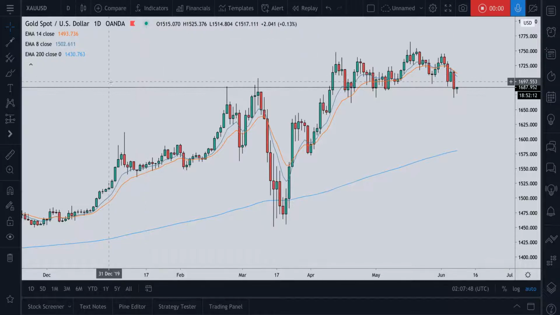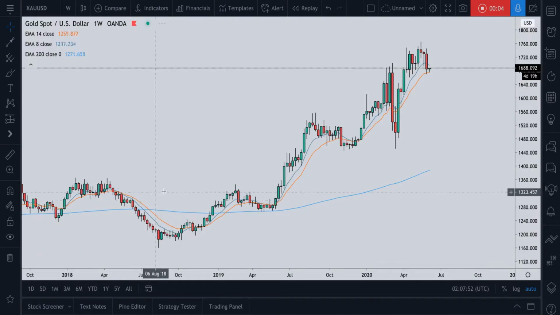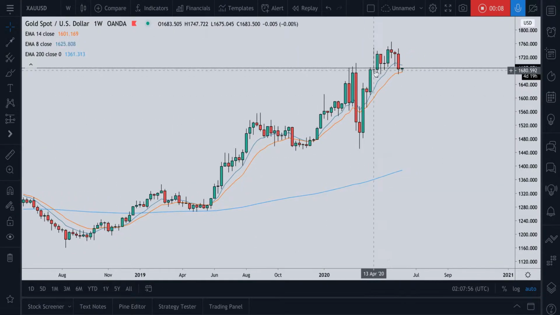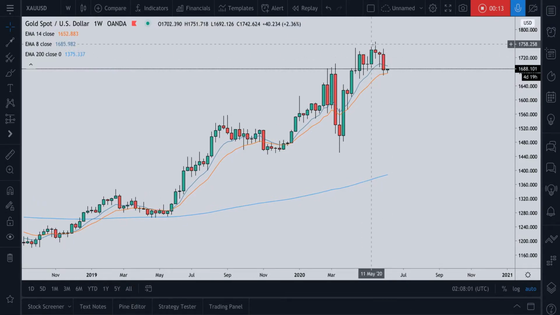Pattern in gold. I'm gonna show you what I'm seeing in gold this week. So we're gonna start from a weekly perspective. We're seeing gold is creating high highs, high lows, high highs, high lows. We broke structure right here to the upside, but last week we had a big price.